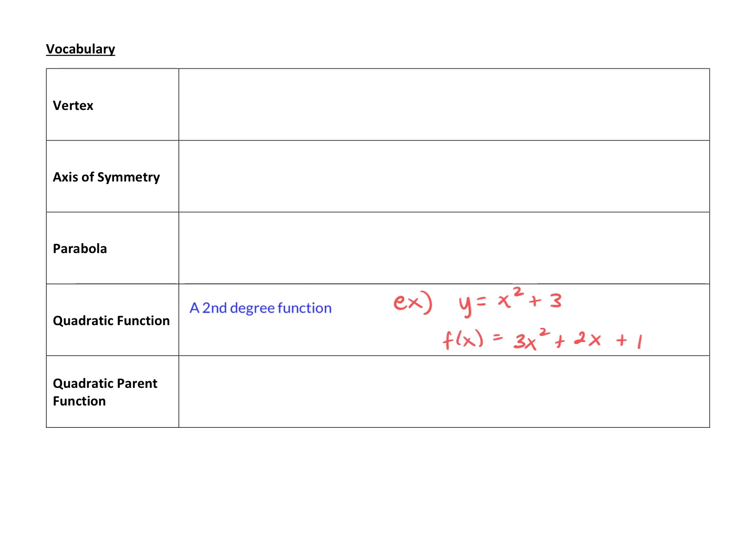Next, we're going to move on to the quadratic parent function. So quadratic parent function, we're just going to throw in what the equation of that is. F of x equals x squared. And then let's just make a note that this is going to be the simplest function in the quadratic function family.